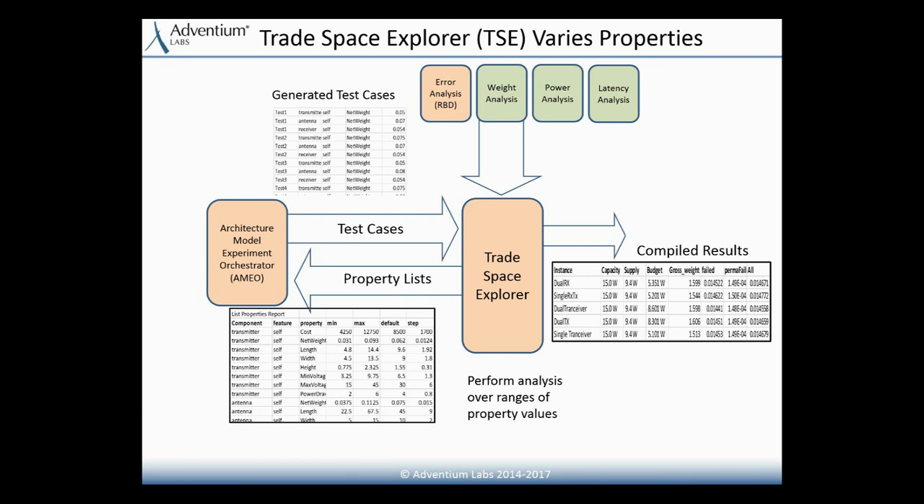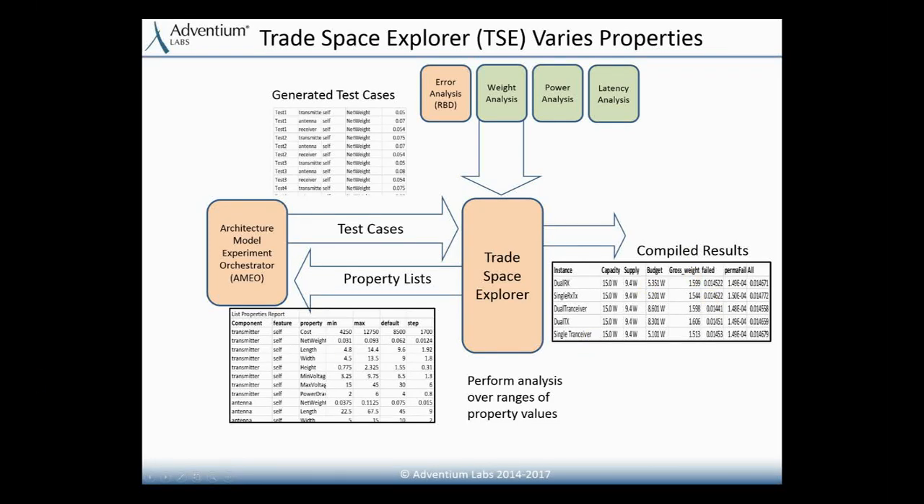Now let's show you one other feature of Trade Space Explorer. The input to Trade Space Explorer in this case is the model, and what we will do is generate a list of all the possible properties that could be manipulated. This is the input to our Architecture Model Experiment Orchestrator, another tool developed, which allows us to select property values for specific properties and generate test cases. These test cases are then used by Trade Space Explorer, which generates an instance for each test case, runs all of the analysis tools, and then populates our trade space or our compiled result file.